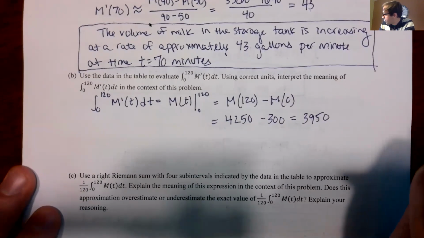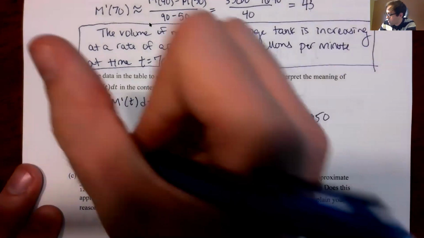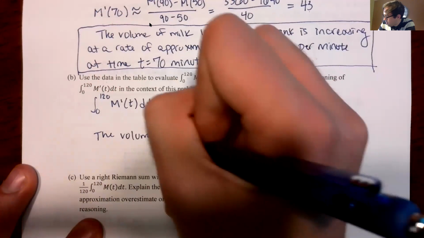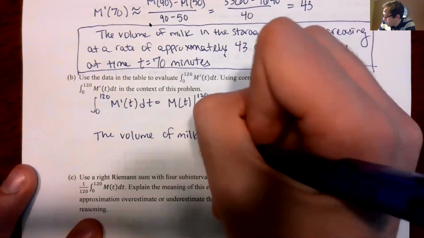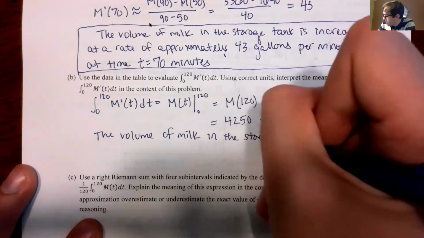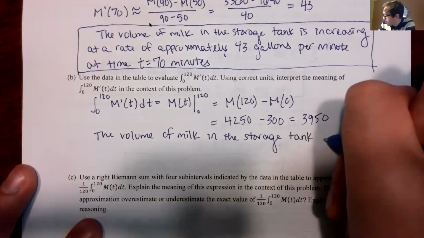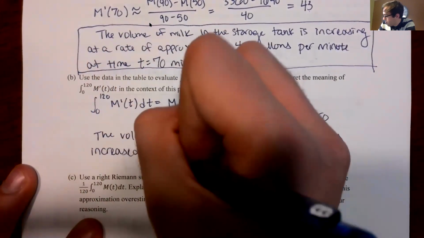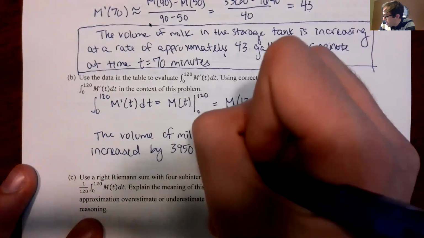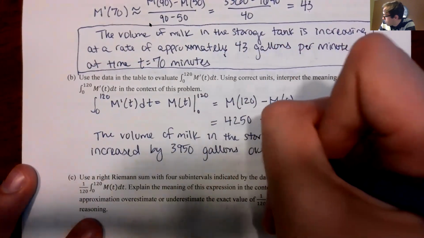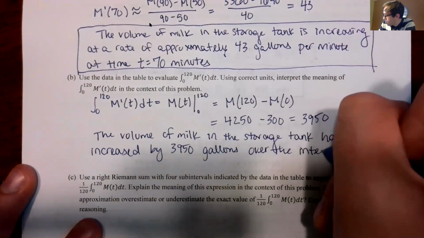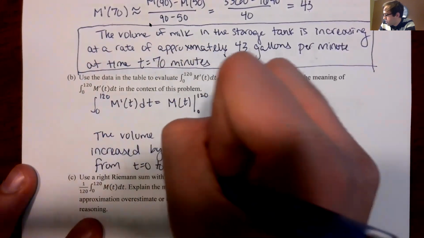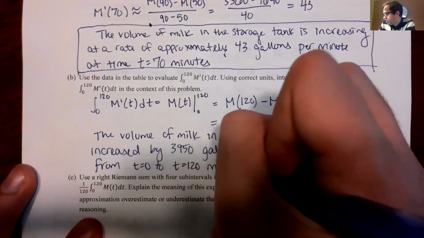And again, we need to use correct units and interpret the meaning. So we're going to say the volume of milk in the storage tank has increased by 3950 gallons over the interval from t equals 0 to t equals 120 minutes.